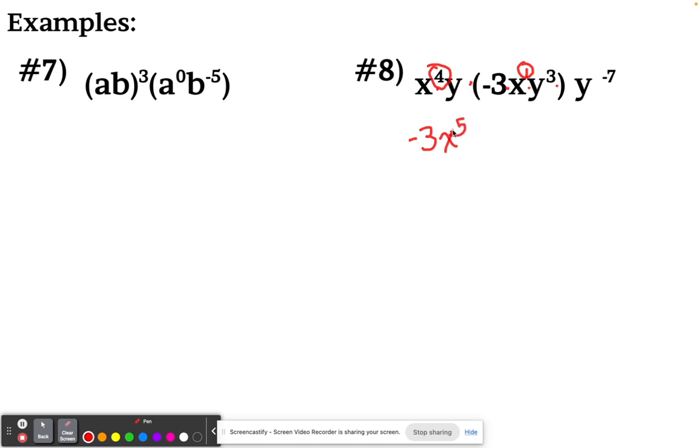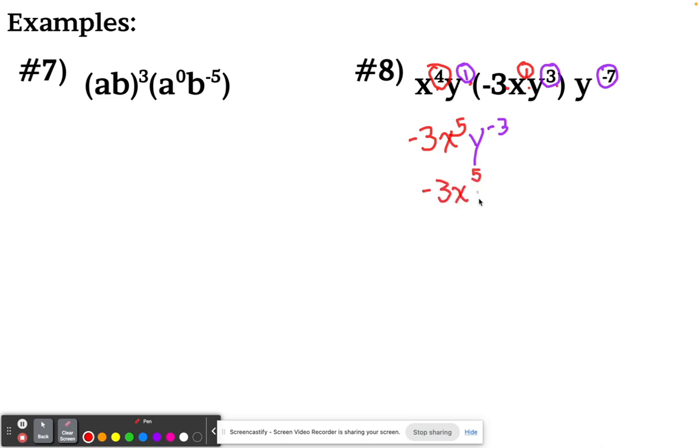I'm going to change colors for my y's just so it's easier to see. Here I have y to the 1st power, y to the 3rd power, so I'm at y to the 4th, and then negative 7. Well, negative 7 plus 3 plus 1 will give me y to the negative 3. Because 1 plus 3 is 4. 4 plus negative 7 is negative 3. That y can move downstairs, which will leave me with negative 3x to the 5th power.